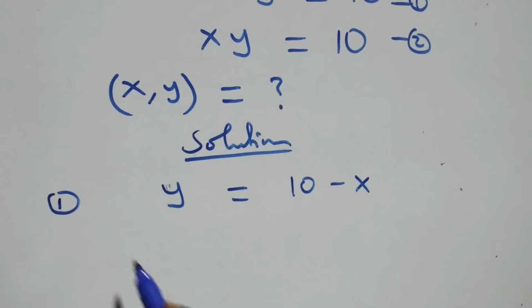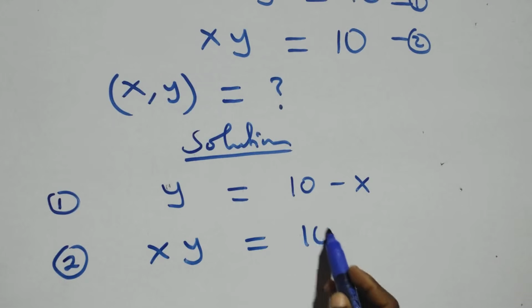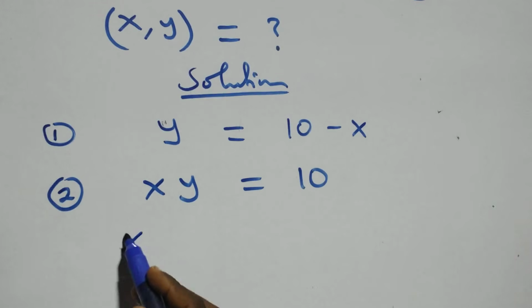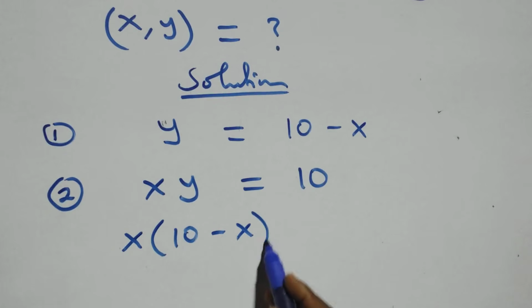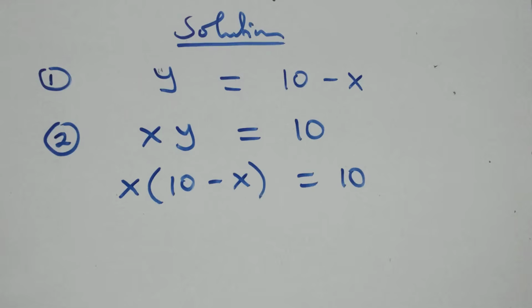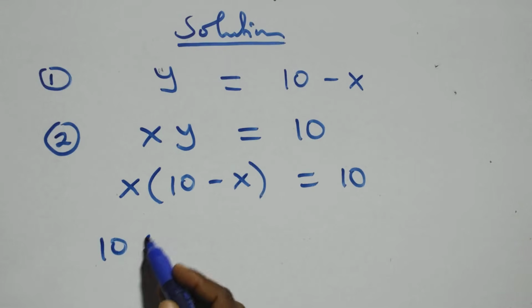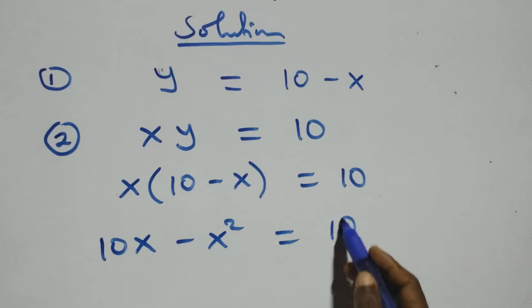Then also from equation 2, which is x times y equals 10, we substitute the value of y here. That is, this becomes x times (10 minus x) equals 10. Next step, we open these brackets and we have 10x minus x squared equals 10.